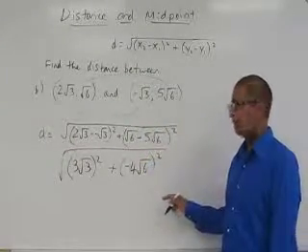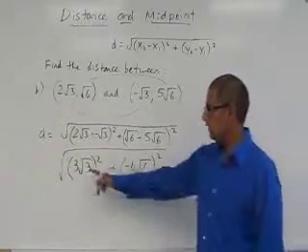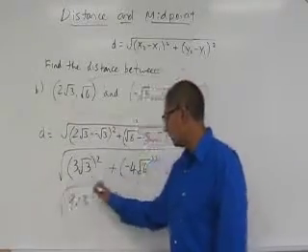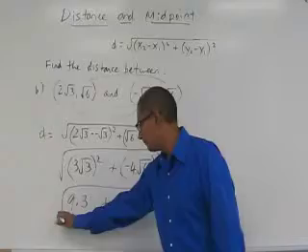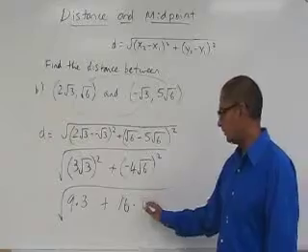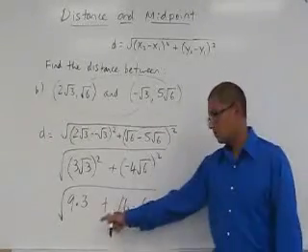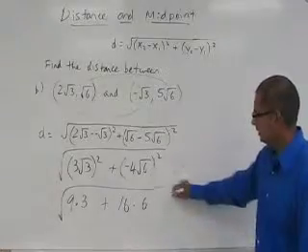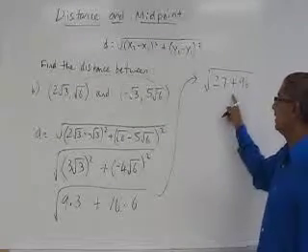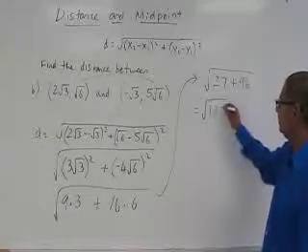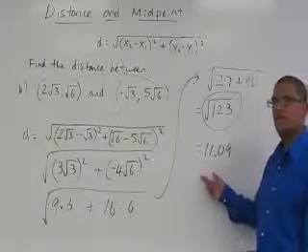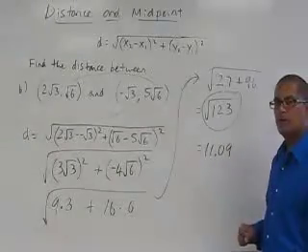We're square rooting the whole thing, and then we square each term. So 3 squared is 9, and root 3 squared is 3, so we have 9 times 3, all under the square root, plus negative 4 squared is 16, and root 6 squared is 6. So we have the square root of 9 times 3 plus 16 times 6. Calculating that out, we get the square root of 27 plus 96, which is the square root of 123. And there's our distance between those 2 points, which is about 11.09.